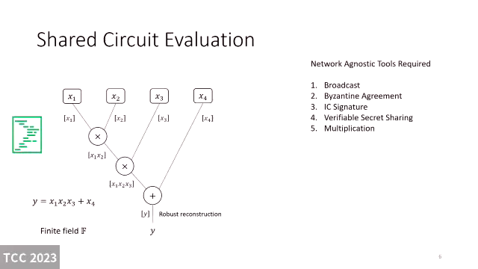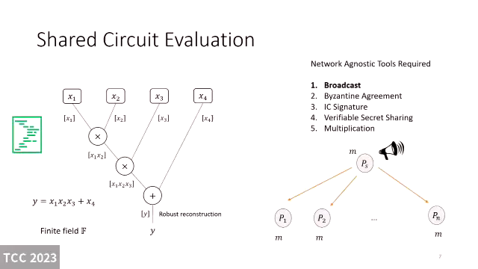So in order to come up with our MPC, we had to come up with a lot of building blocks and subprotocols for the network agnostic setting, but I'll specifically focus on our verifiable secret sharing protocol for this talk. And for VSS, we require 2 building blocks. The first is broadcast, which allows a sender to send a message uniformly over the network.